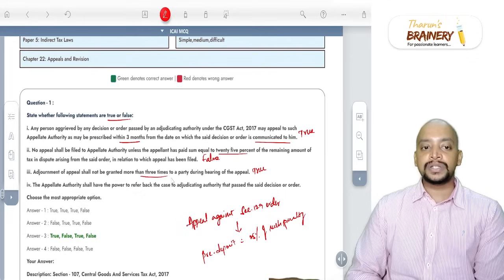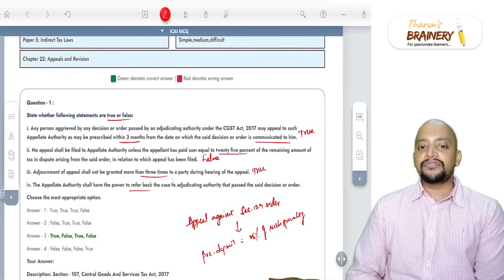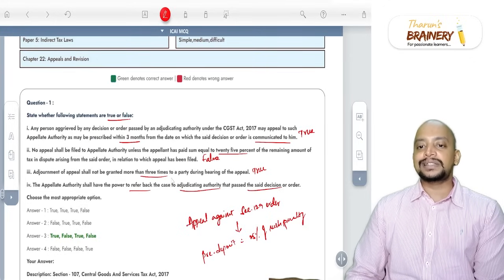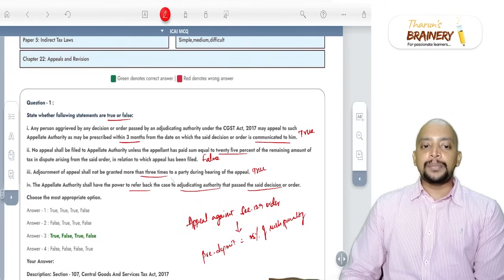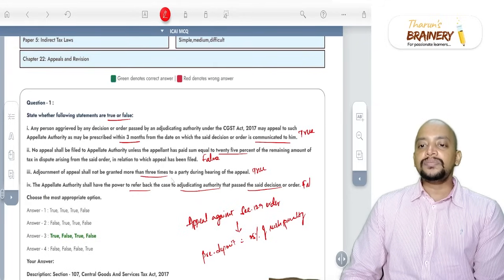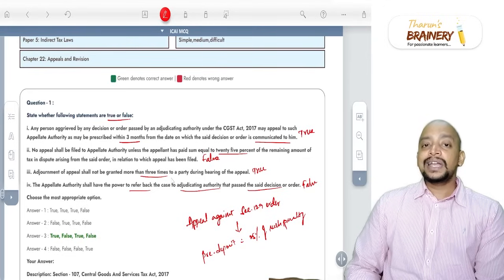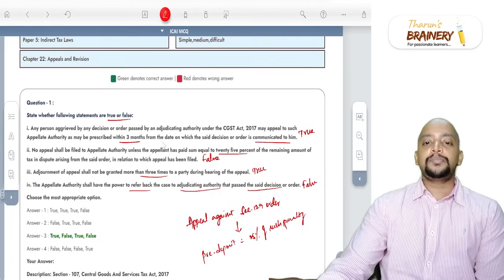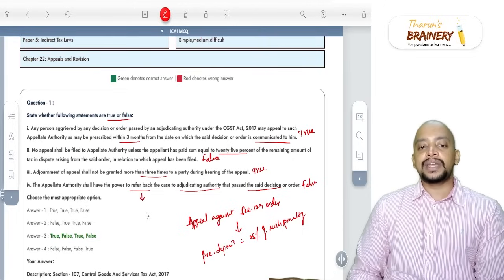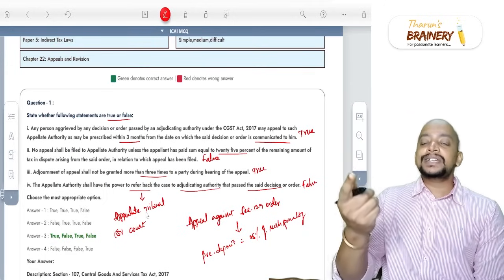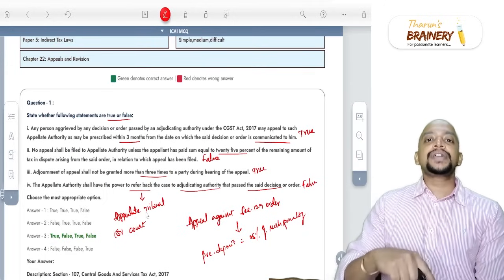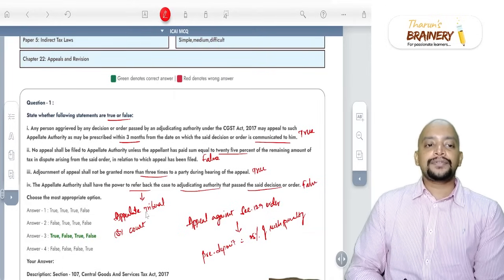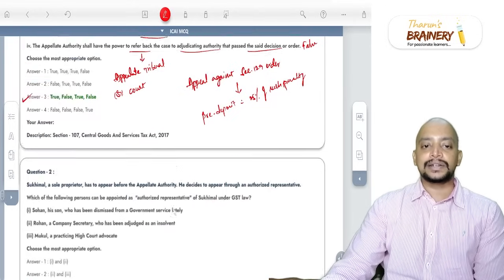Adjournment of appeal shall not be granted more than 3 times to a party during the appeal. True. Maximum 3 times. The appellate authority shall have the power to refer back the case to adjudication authority that passed the said decision or order. So appellate authority doesn't have the power. It is actually false. So only appellate tribunal or court is having that power. High Court or Supreme Court is only having the power, so remanding the matter back for fresh adjudication when the adjudication is not done properly. Okay. So therefore option C is the correct answer.